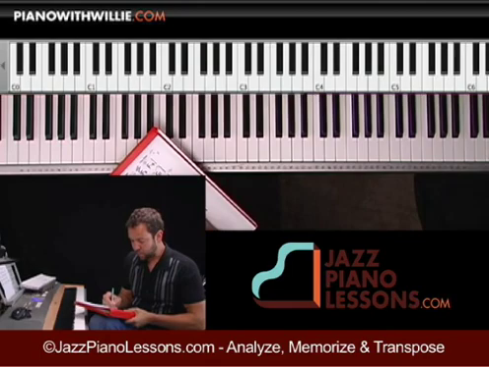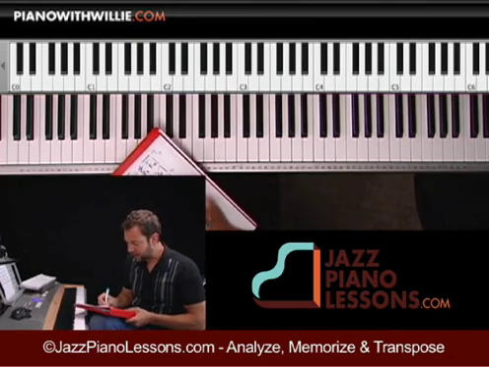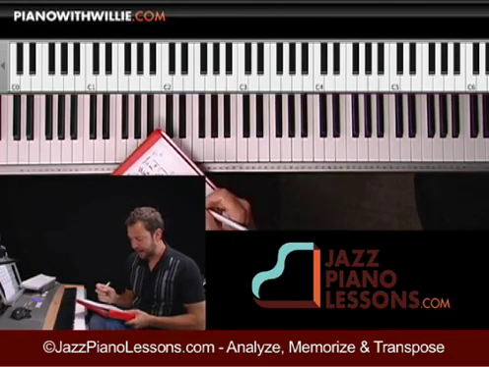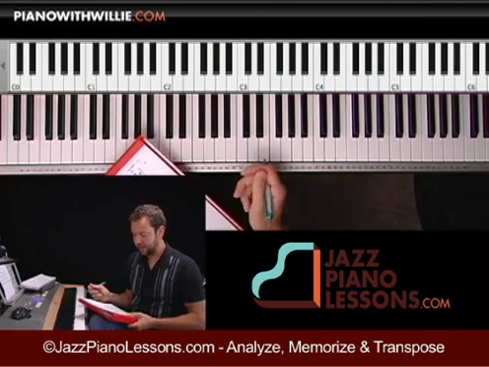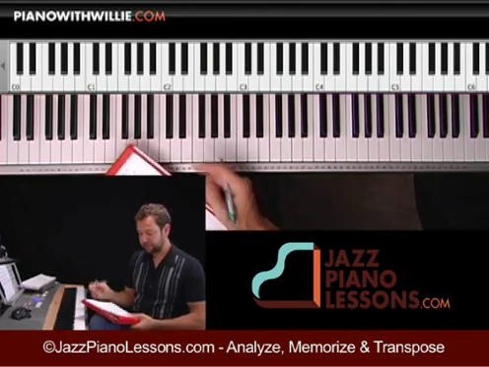So G6, that's 1. Then 5/7 of 2, right, new key. A minor 7 is 2. D7 is 5/7 of 1. We put the arrow, we put the bracket, okay? And now we have 1 on G6.